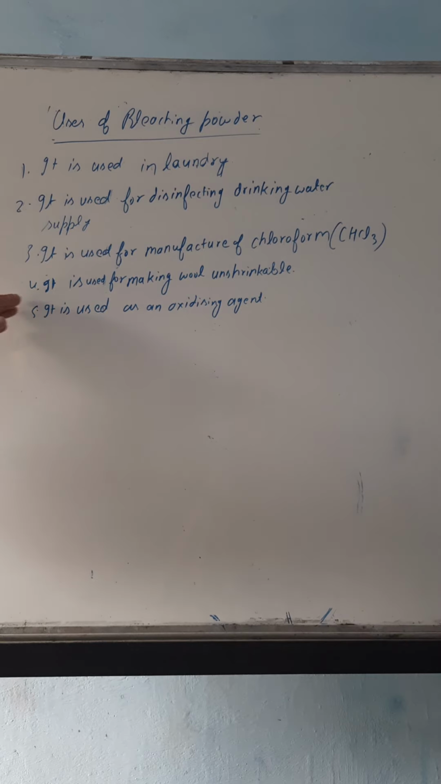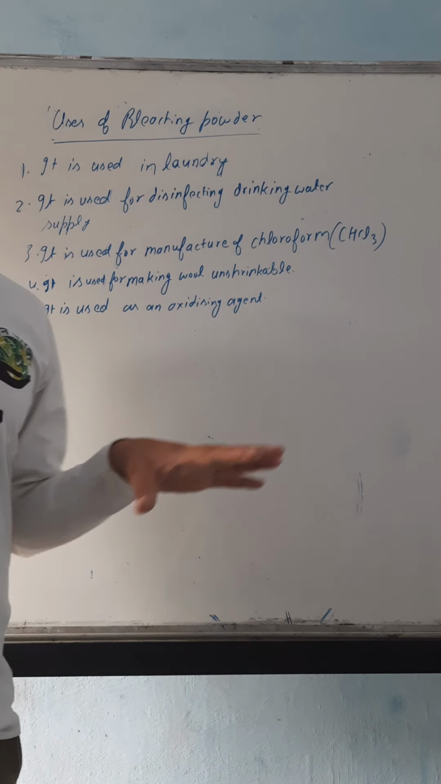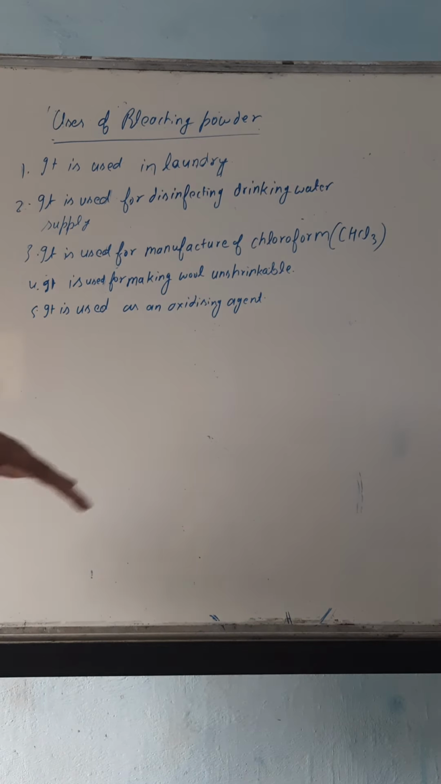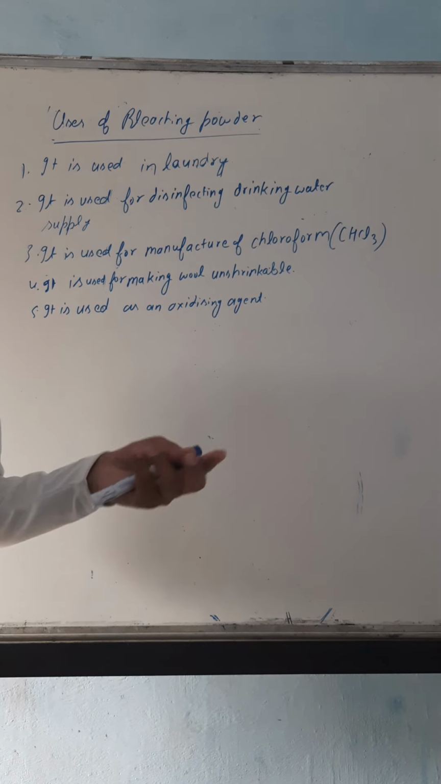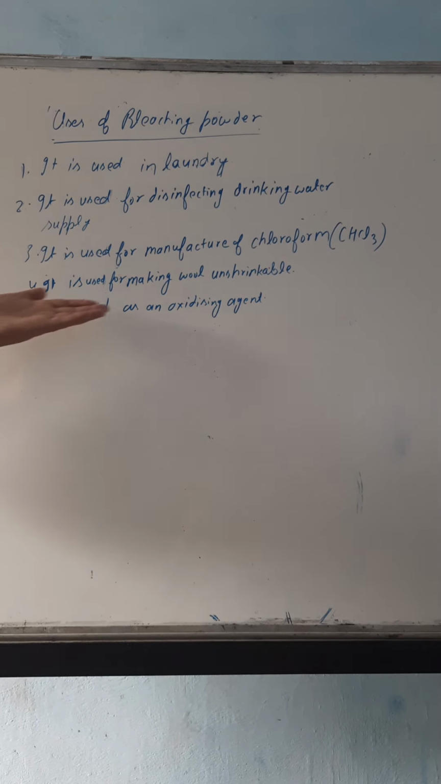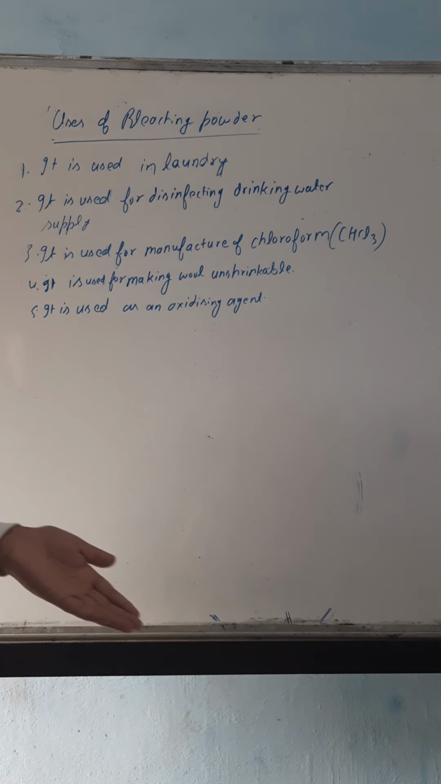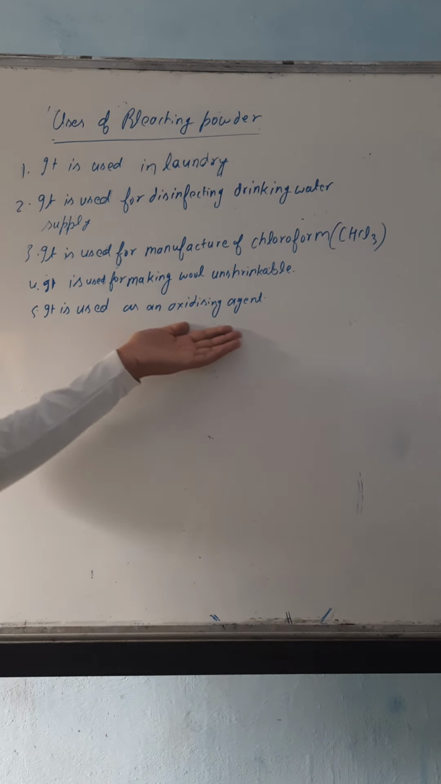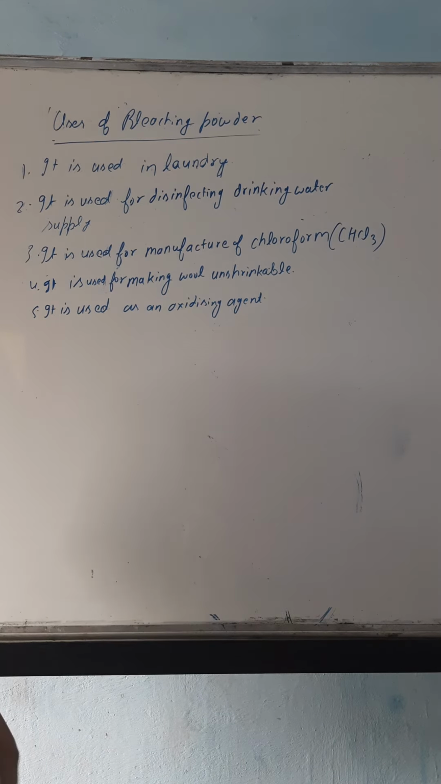Now it is used for making wool unshrinkable also. We use woolen clothes, so to make the woolen clothes unshrinkable, we use the bleaching powder. It is used as an oxidizing agent also. Oxidizing agent and reducing agent we have already discussed in the same chapter. So these are the uses of the bleaching powder.